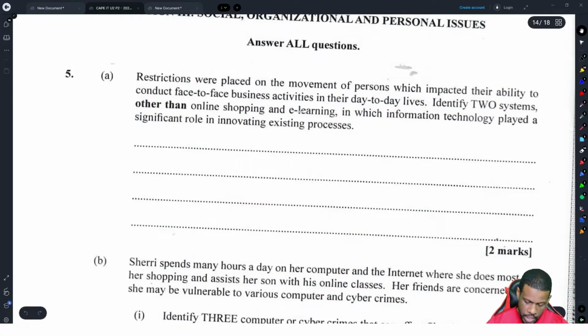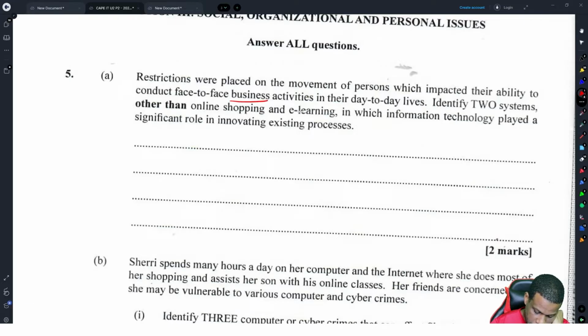Restrictions were placed on the movement of persons, which impacted their ability to conduct face-to-face business activities. Identify 2 systems other than online shopping and e-learning in which information technology played a significant role in innovating the existing process. Okay, restrictions based. They couldn't conduct face-to-face business.